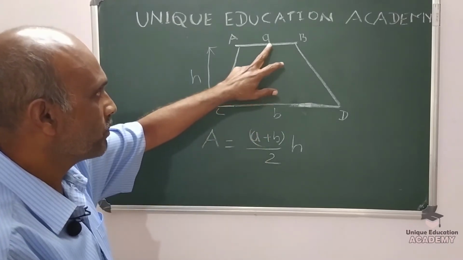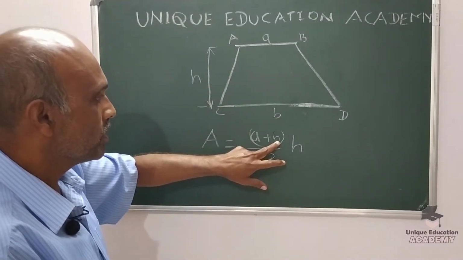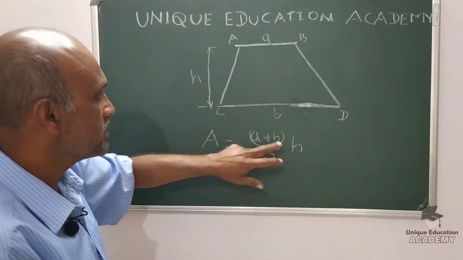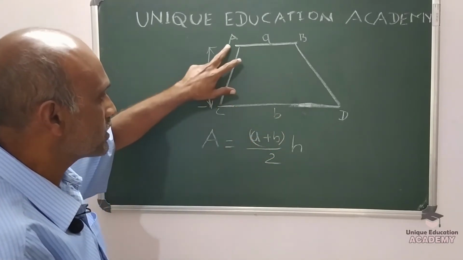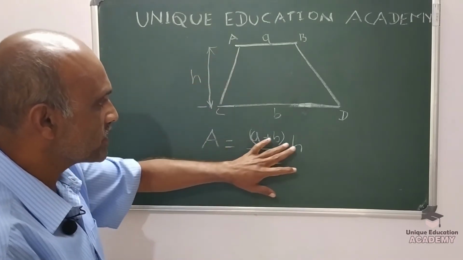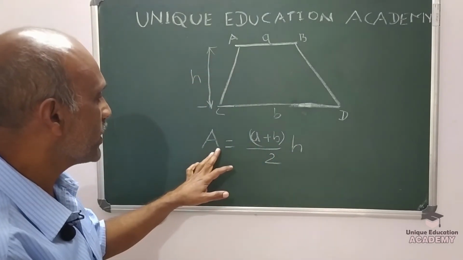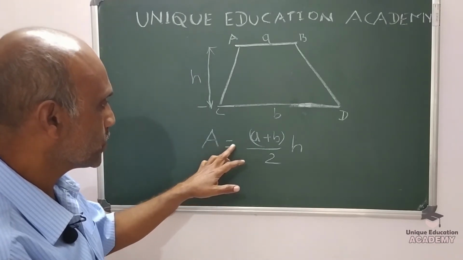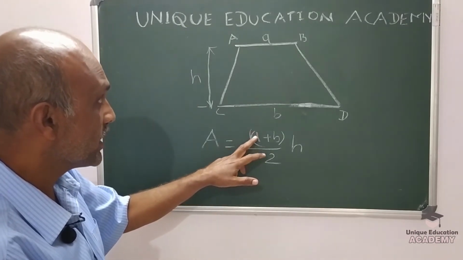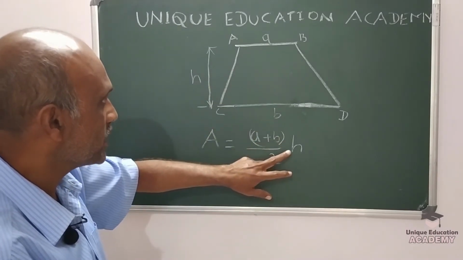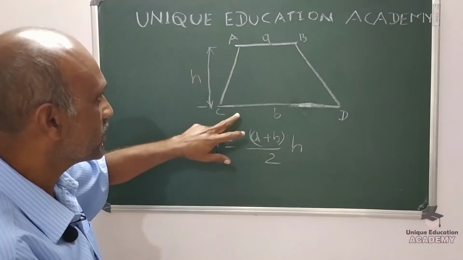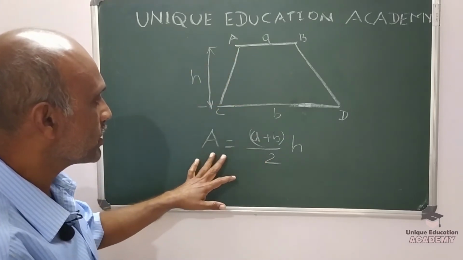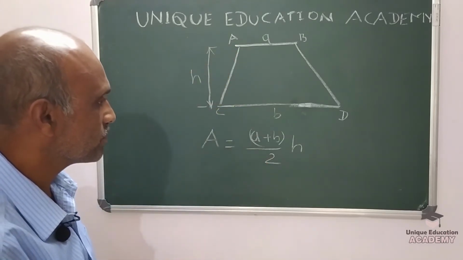a is one parallel side, b is the length of the other parallel side, and height is the distance between the two parallel sides. So when these parameters are given to you, you can find the area of a trapezium using this formula. Area is equal to the sum of parallel sides, a is one side, b is another side, h is the height between the two parallel sides. So this is the formula used to find the area of the trapezium.